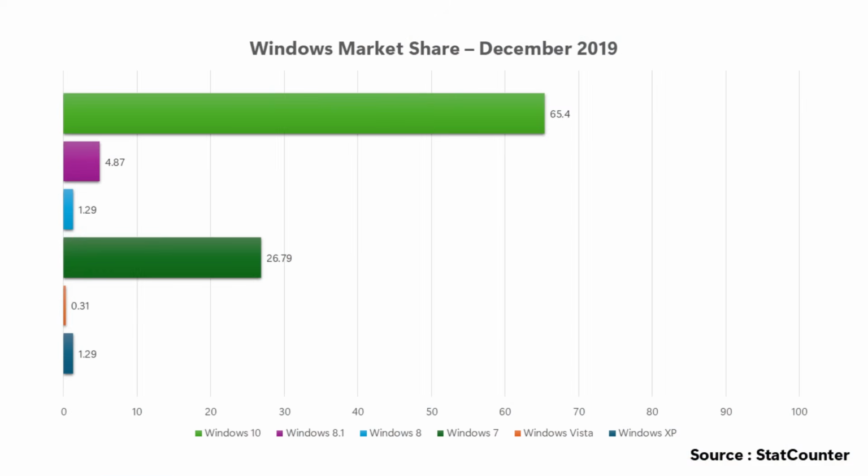Even though it's a small update, Windows 10 still receives waves of upgrades, which makes it now at 65.4%, while Windows 7 is slowly losing its dominance at 26.79% and Windows 8.1 at 4.87% by the end of 2019.